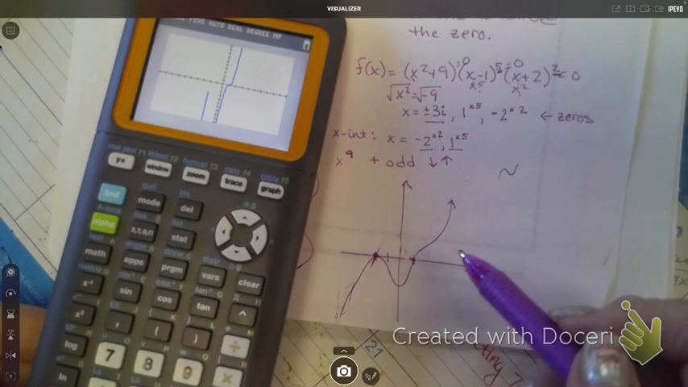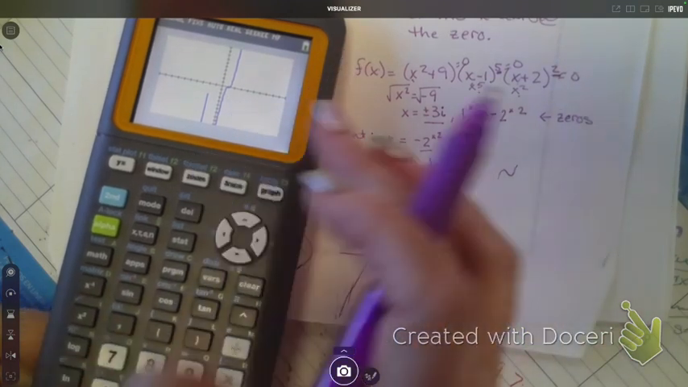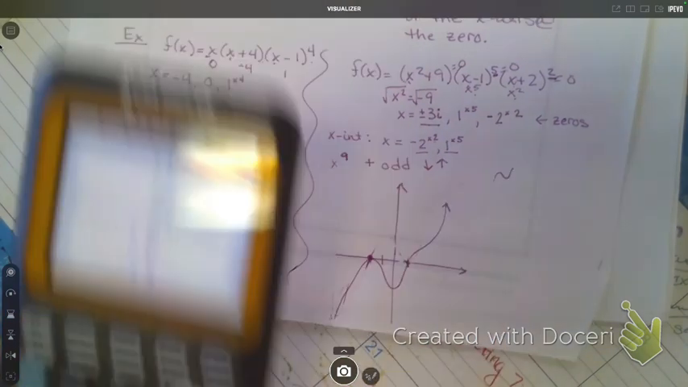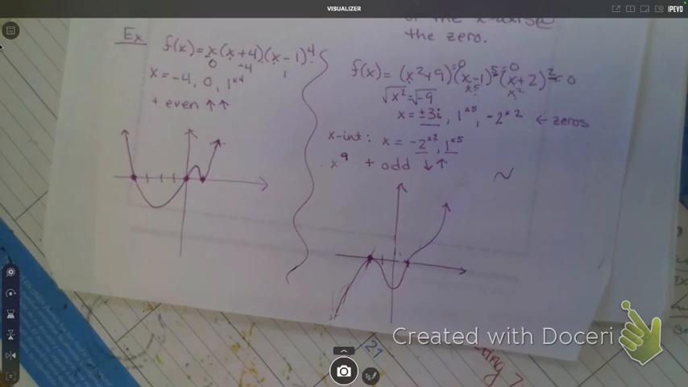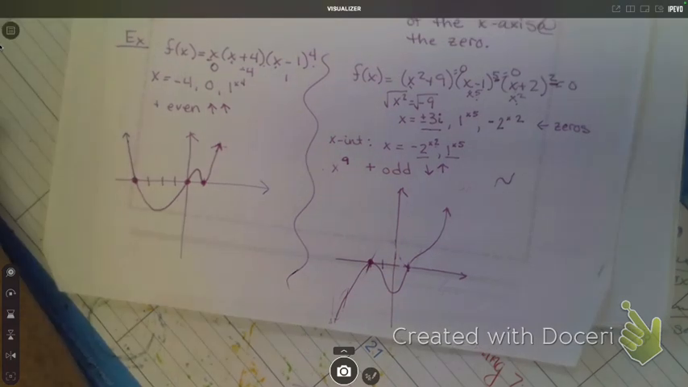Okay? So putting it in here, look for your x-intercepts. Look for that stuff. Are you doing that stuff right? Okay? Questions before we move on? No.